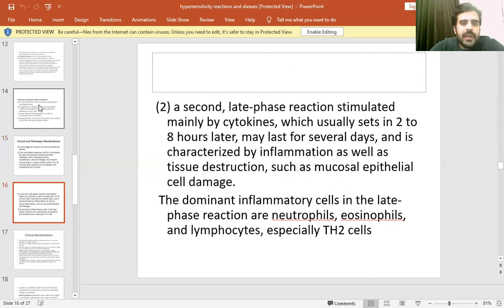The second phase is stimulated mainly by cytokines, and it sets in 2 to 8 hours later and may last for several days. It is characterized by inflammation as well as tissue destruction, such as mucosal epithelial cell damage. The dominant inflammatory cells in this late phase reaction include neutrophils, eosinophils, and lymphocytes, especially the Th2 cells or helper T lymphocytes.